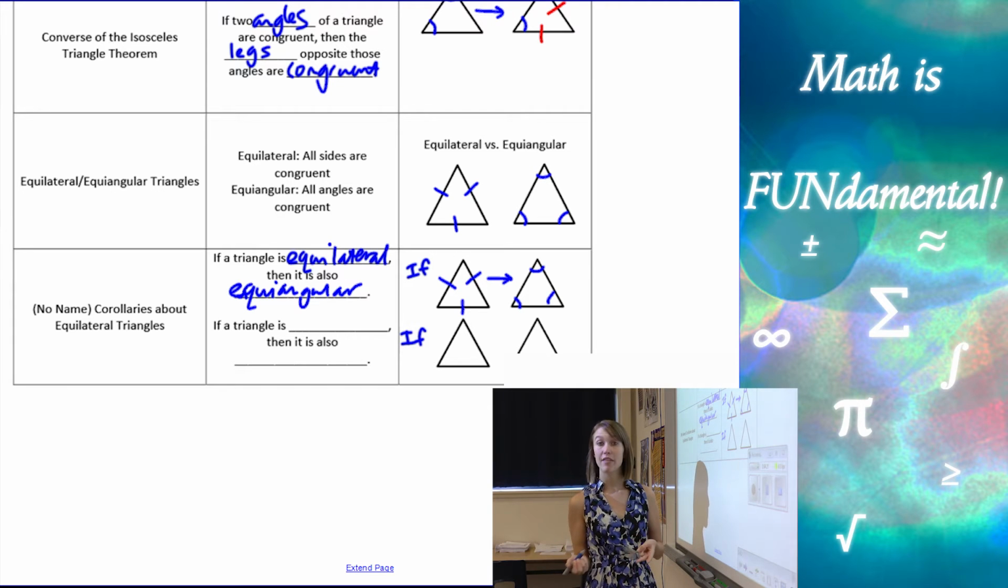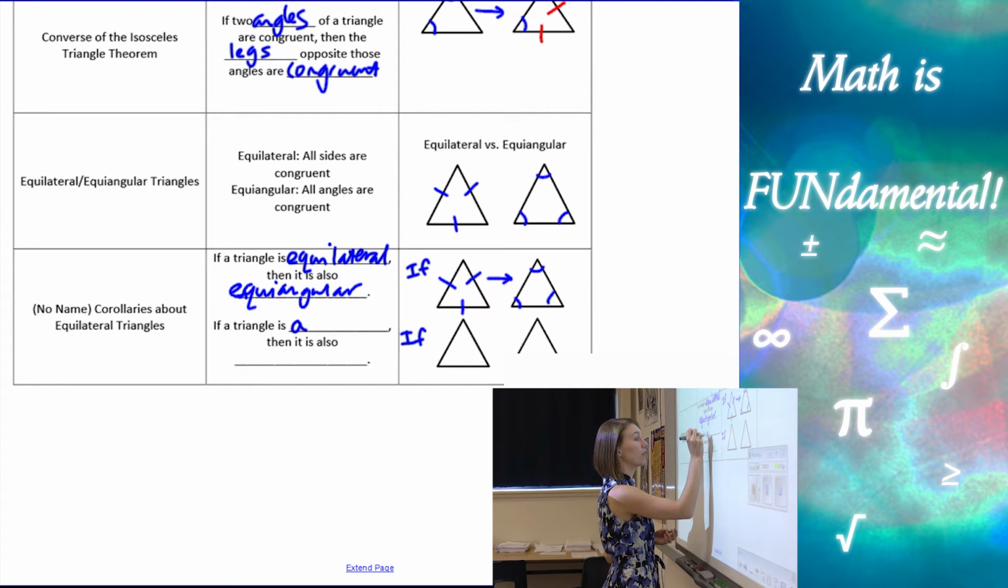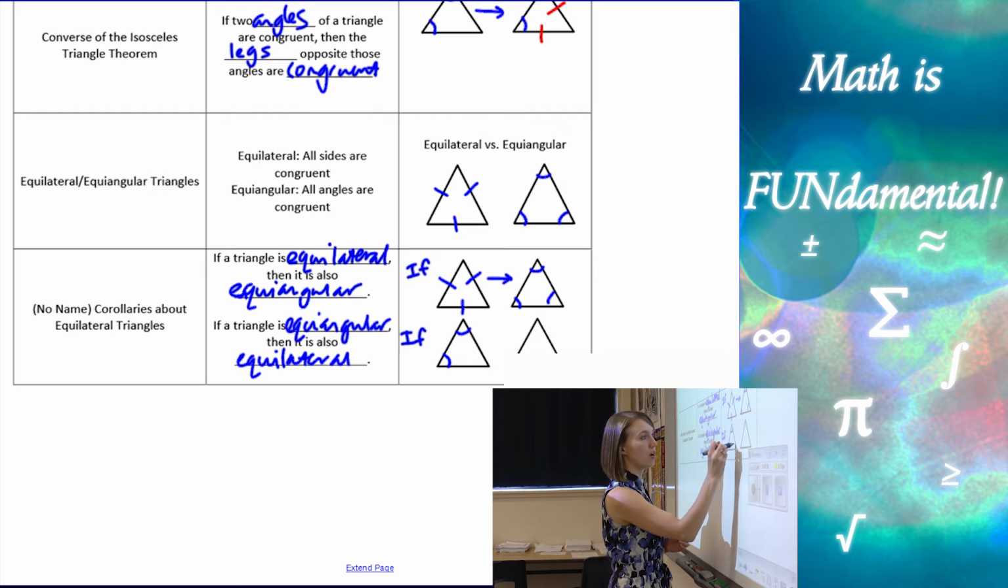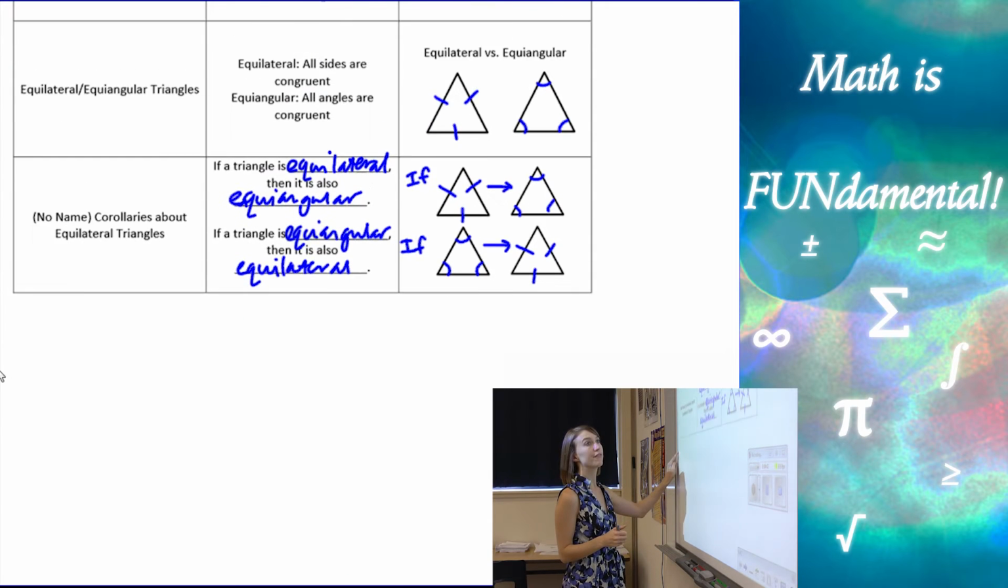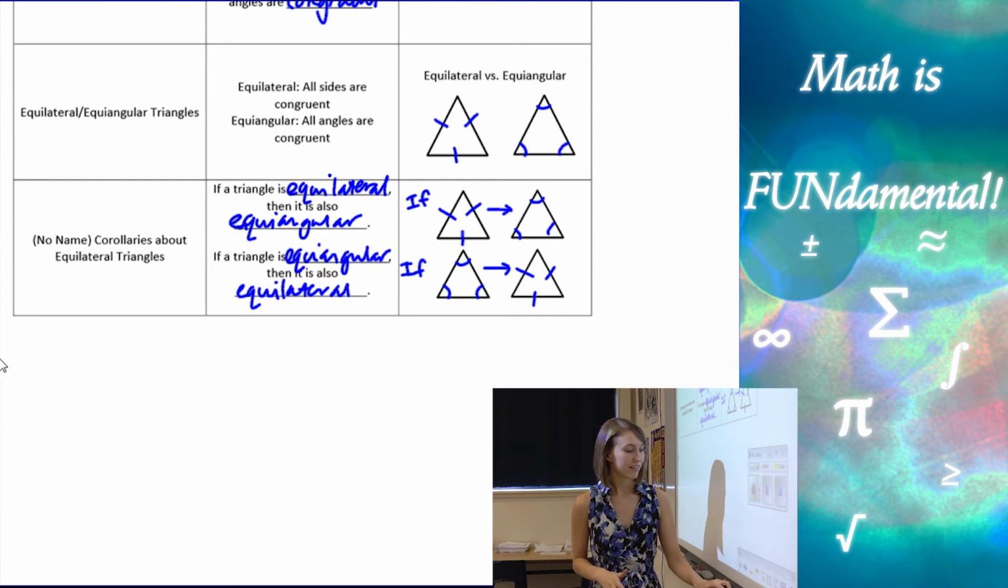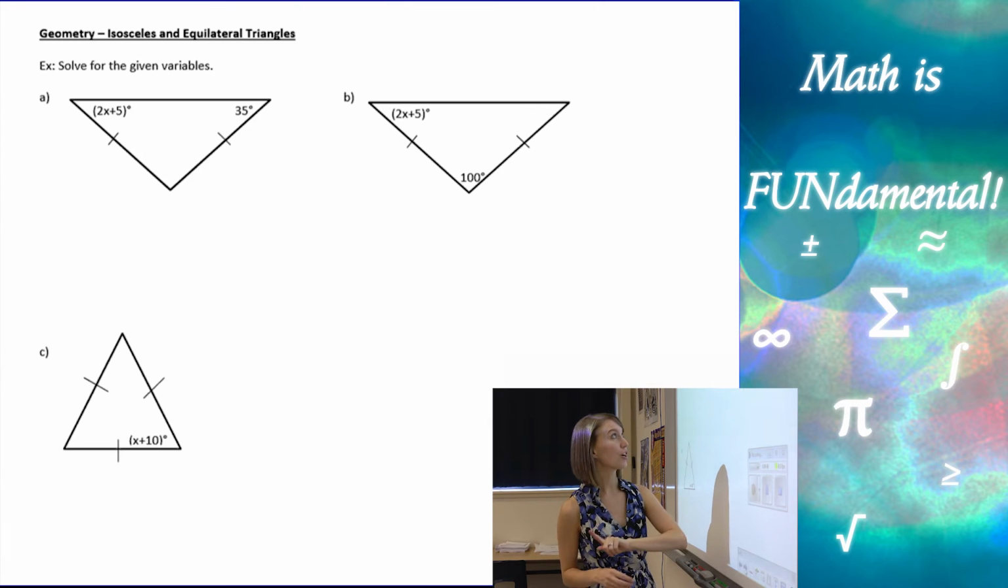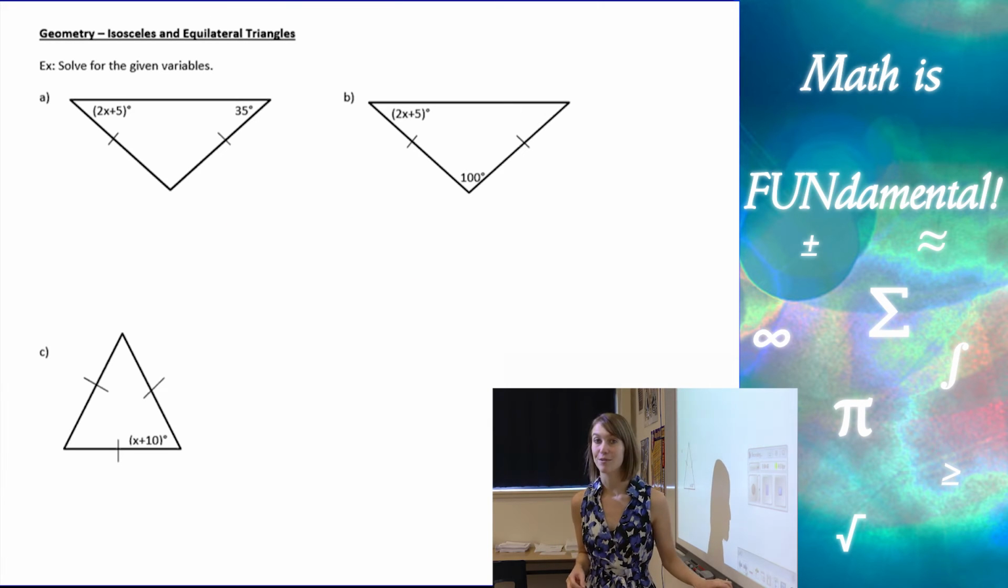And we can flip this and do the converse. If a triangle is equiangular, then it is also equilateral. So if all the angles are equal, then I know that all of the sides also have to be congruent. All right, so those are our terms. Let's look at just a few examples.